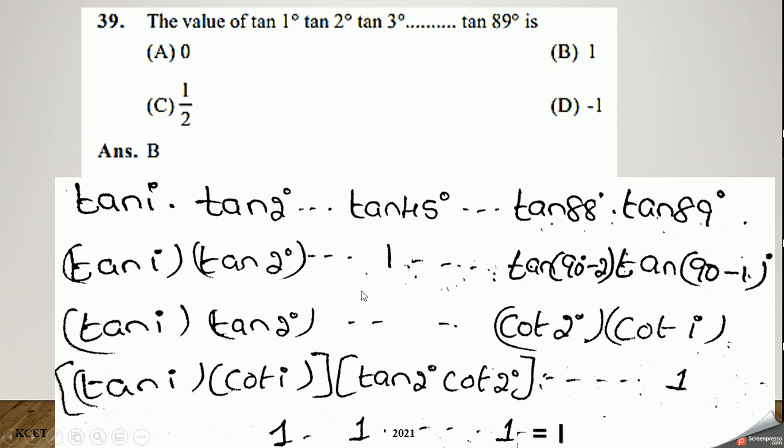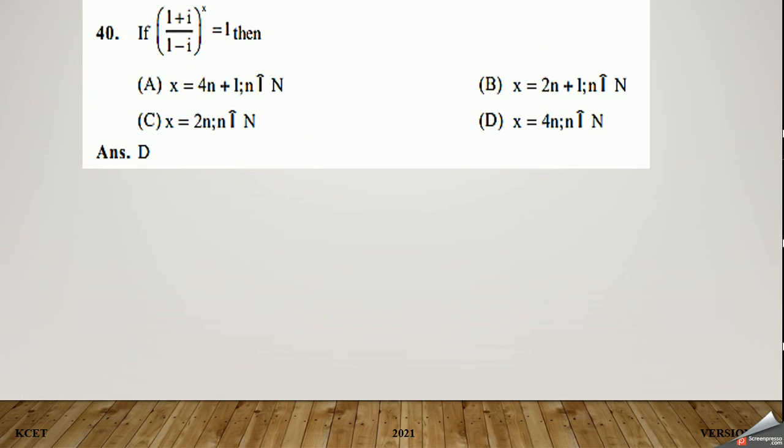Same way, grouping the remaining terms, already we have tan 45 as 1. The result that you are going to get is 1. Option B is the answer.